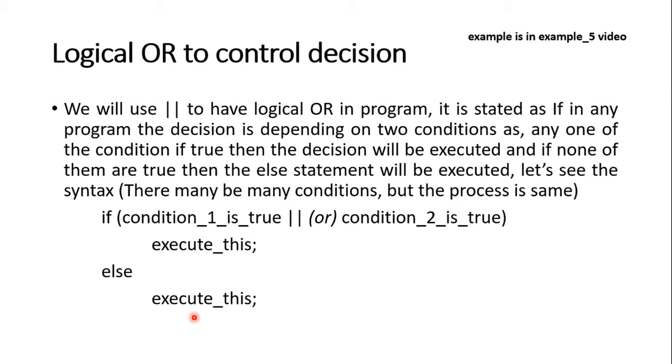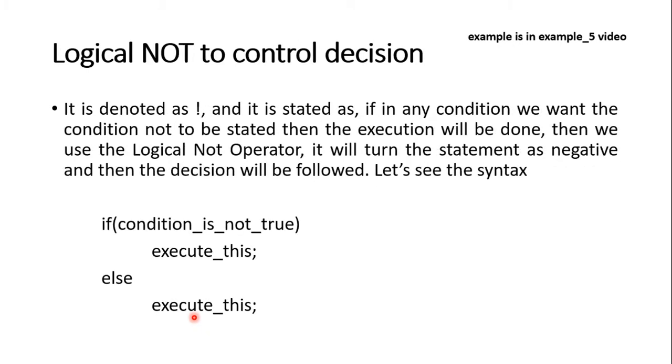Now logical NOT to control decision. It is denoted by this type of sign, and it is used when in any condition we want the condition not to be true for the execution to be done. Then we use the logical NOT operator. It will turn the statement into a negative statement, then the decision will be followed. Let's see the syntax. If the condition is not true, then execute this, else execute this.